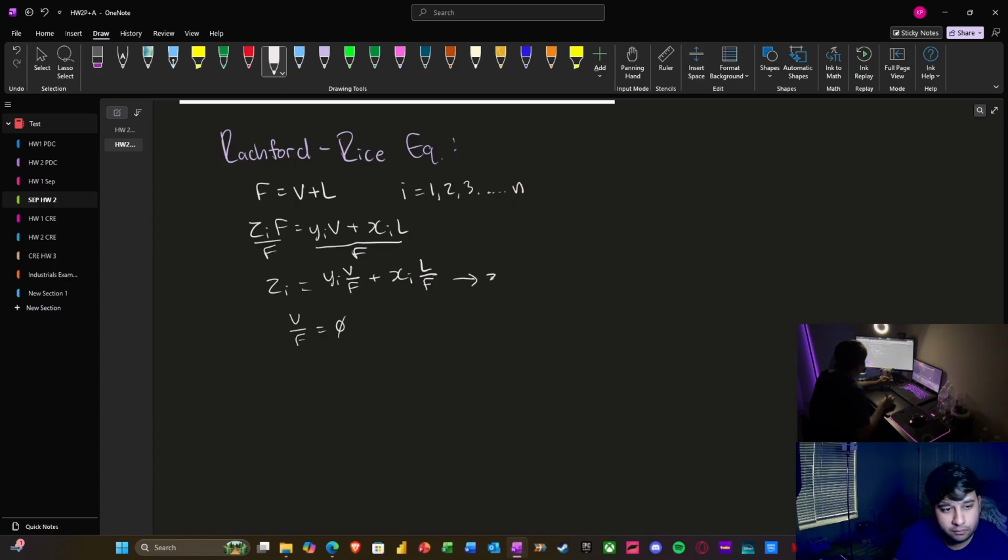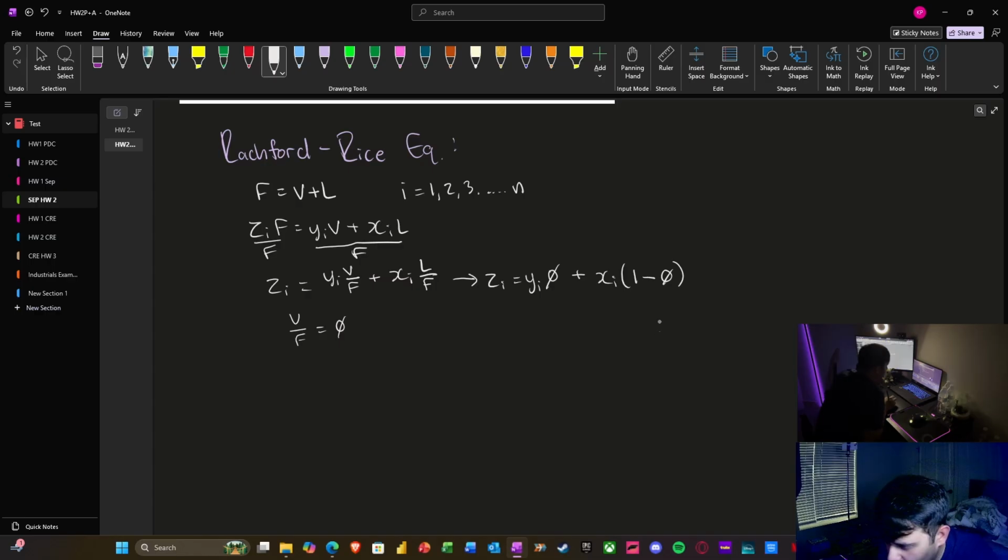So z_i equals y_i phi plus x_i times 1 minus phi. This is because this is the remainder of phi. We need everything to be 100%, so if this is one value, this needs to make up for the rest.